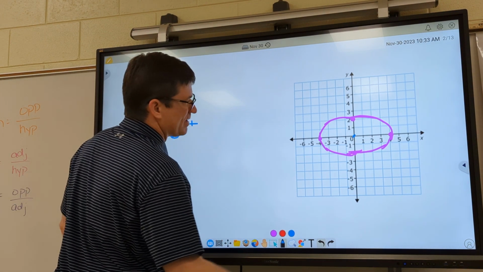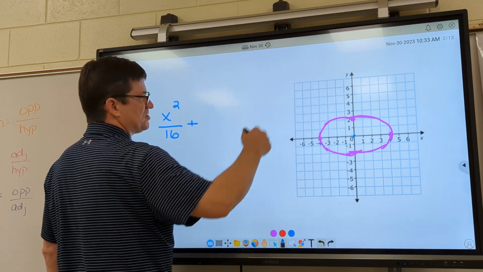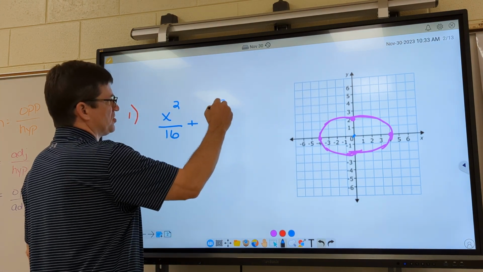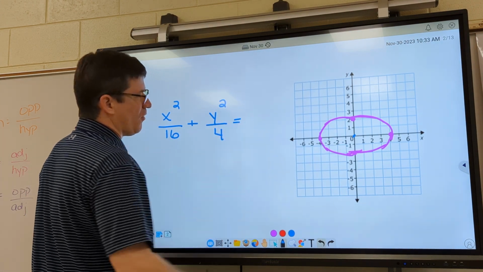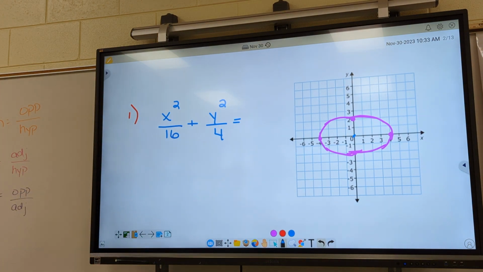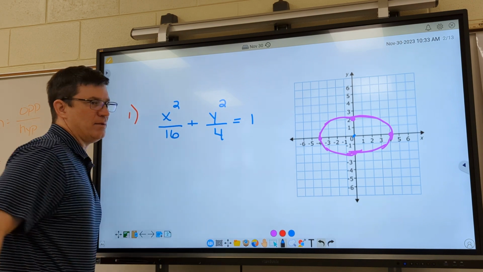All right, y-axis, same thing. How far are we going in each direction? 2 squared, you get y squared over 4. And this is always equal to 1.